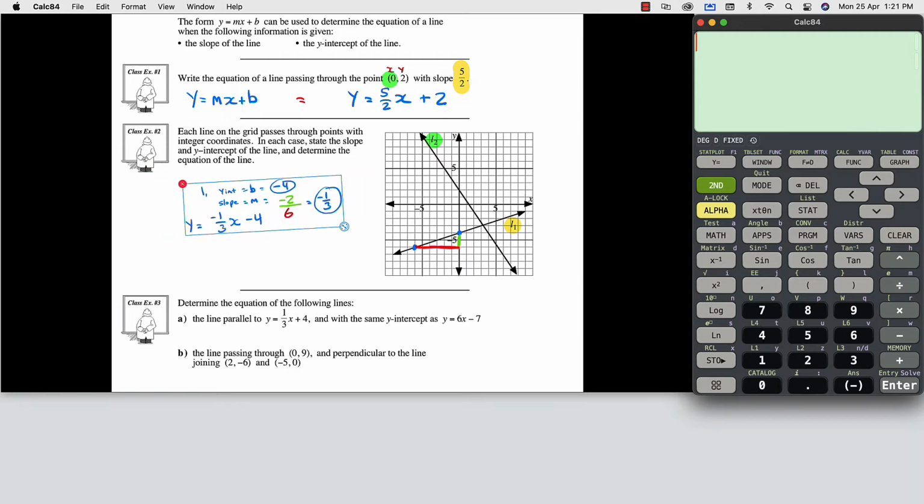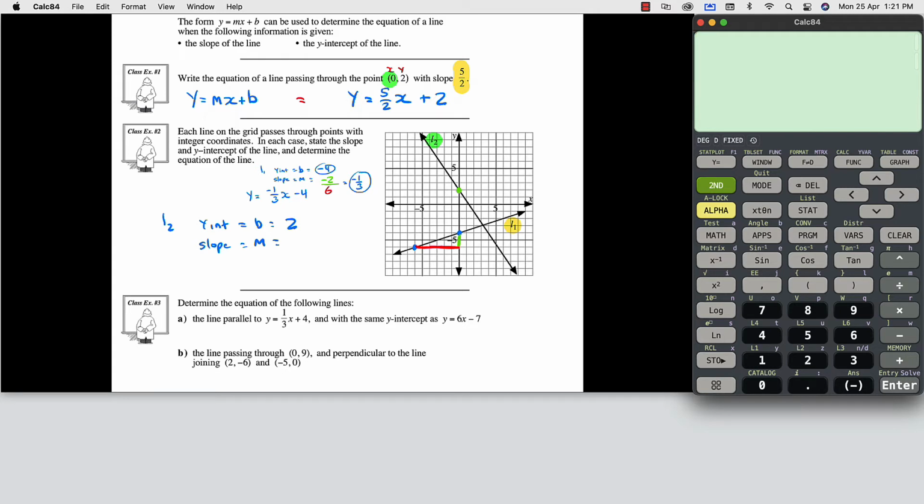And let's move on to the next one, which is line number 2. And again, the first thing we want to do is find some points. Well, there is our y-intercept right there. So on line number 2, the y-intercept, which is equal to our b, is equal to 2. And our slope, which is the m, I just need to find another point.